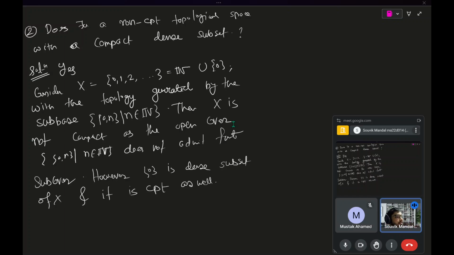So the answer to the given question is that there exists a non-compact topological space with a compact dense subset. It is true. Take X to be 0, 1, 2, and so on, with the topology generated by the subbase [0, n). X is not compact, since the open cover [0, n) does not have a finite subcover. However, {0} is a dense subset of X and it is compact as well. Okay.